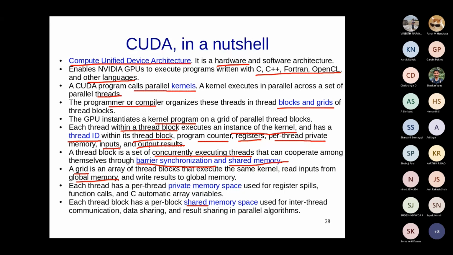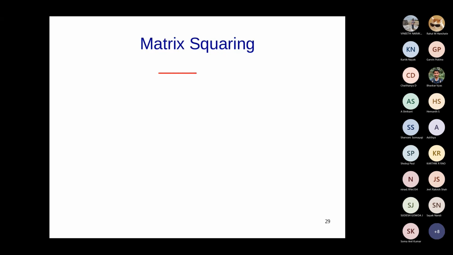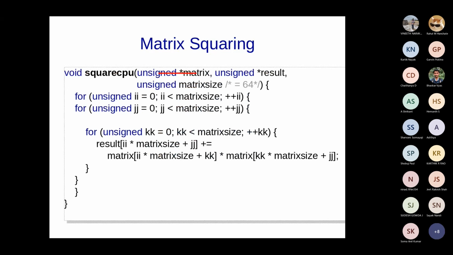Okay, so one usual application that we see in data parallel processing is matrix multiplication. In this case, I'm going to multiply the matrix with itself, and therefore this becomes matrix squaring. The sequential code to do that is shown like this, where we have a matrix and another matrix as a result. And I'm also specifying the matrix size.